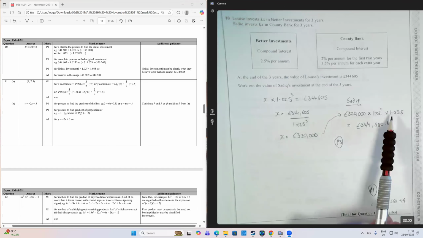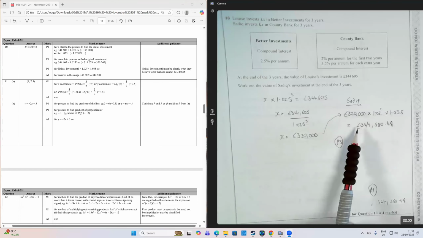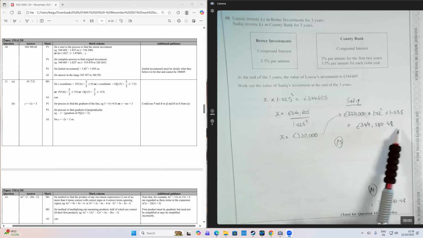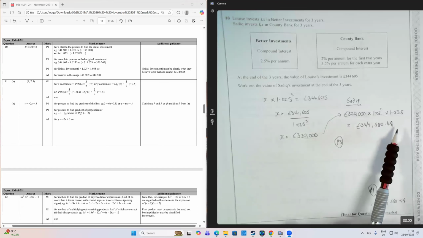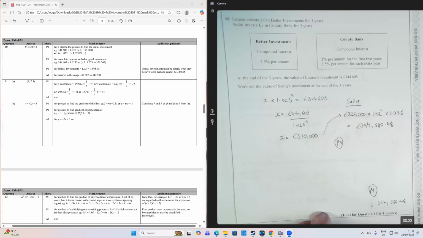And then Sadiq gets 3.5% on the 3rd year. So times by 1.035. So that gives an investment, Sadiq's investment is at a value of 344,580.48. Okay, so that is the answer to the value of Sadiq's investment at the end of those 3 years.